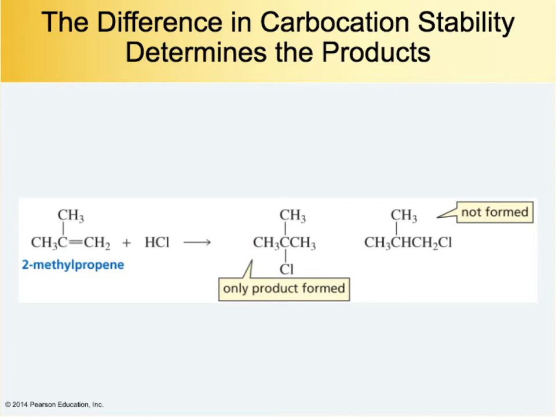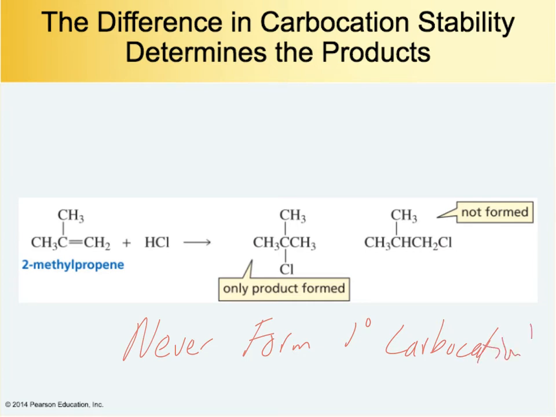The difference in carbocation stability determines the products. So if you can differentiate here, we have a primary carbocation or a tertiary, you're really only going to get the tertiary. You're never going to form a primary carbocation. Those are really hard to form. So this reaction, we call this regioselective. It's going to select for this region of the molecule. Regioselective.